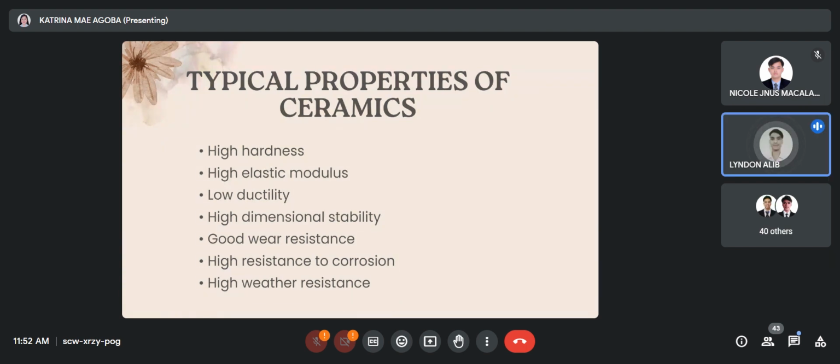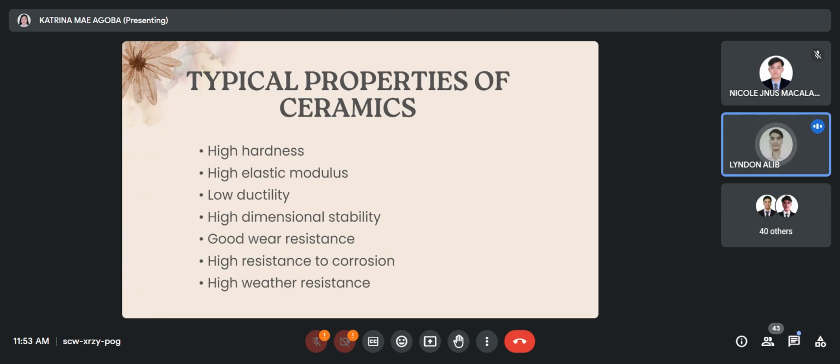So ano, dako na tayo sa typical properties of ceramics. So isa-isahin natin 'tong mga nakalista dito. So sabi sa definition kanina na ang ceramics ay made up of either metal or non-metal compounds na na-shape. Tapos naha-harden siya by heating to high temperatures. So yung paggamit ng high temperature ay ina-allow niya yung mga tiny grains ng individual ceramic components na magsama-sama or mag-fuse together. So kaya mataas talaga yung hardness ng ceramics. Kaya yun yung unang property ng ceramics.